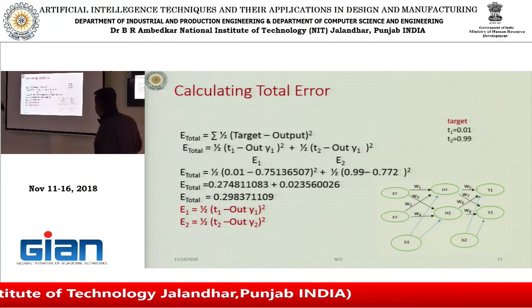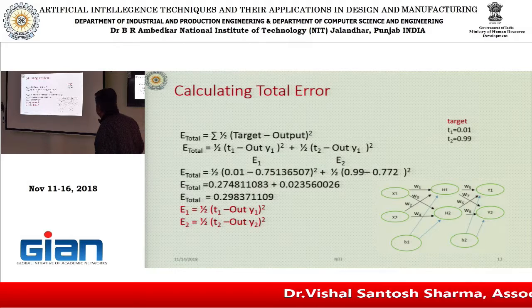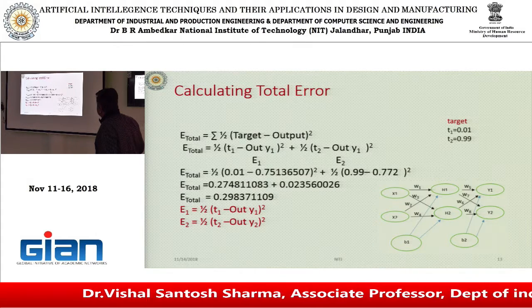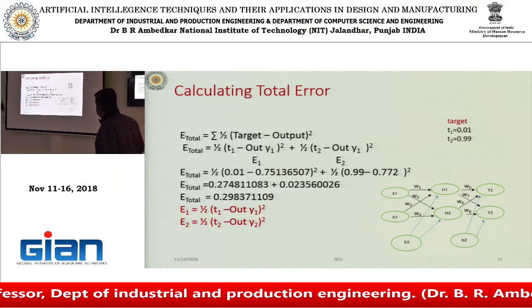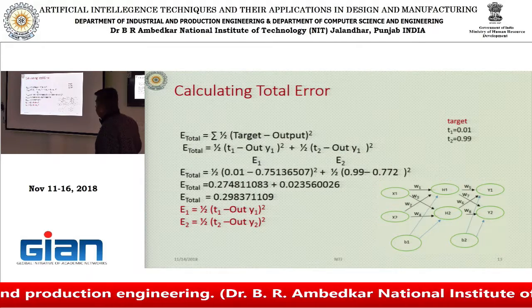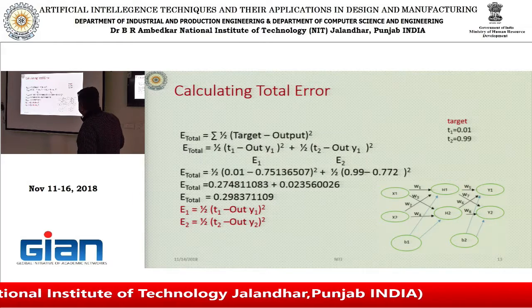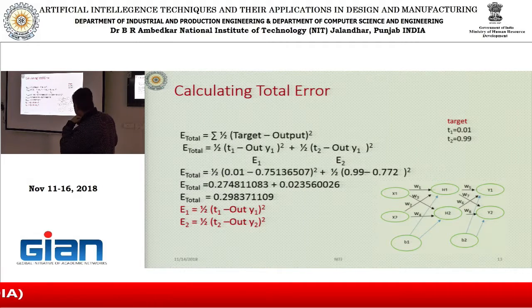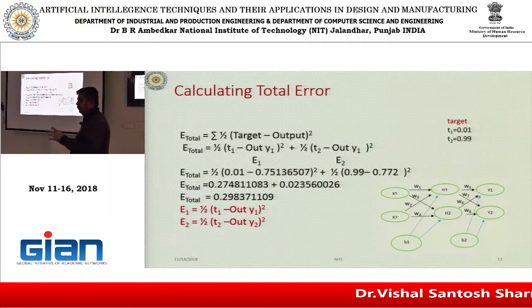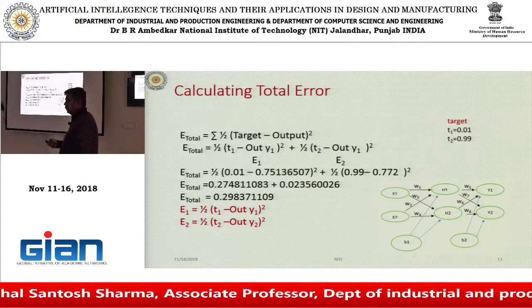So the output of y1. Similarly, it is one half, like E1, error 1. Error 1 is here, error 2 is here. Two errors, so we are joining them. Total error is the error here and the error here. So that error we calculate. These values we have calculated in the previous slide. The target, I know what the target is. Whatever the difference is, from there I will calculate the total error. Is it okay?